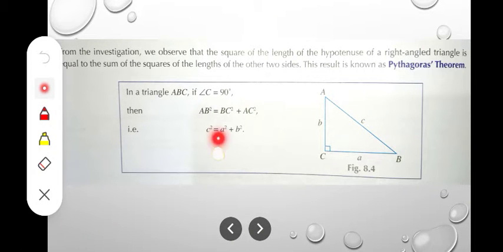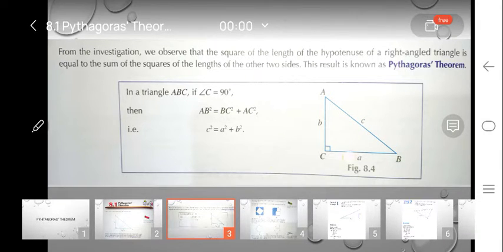Actually, let me write something here. I can highlight. Okay, let us continue.